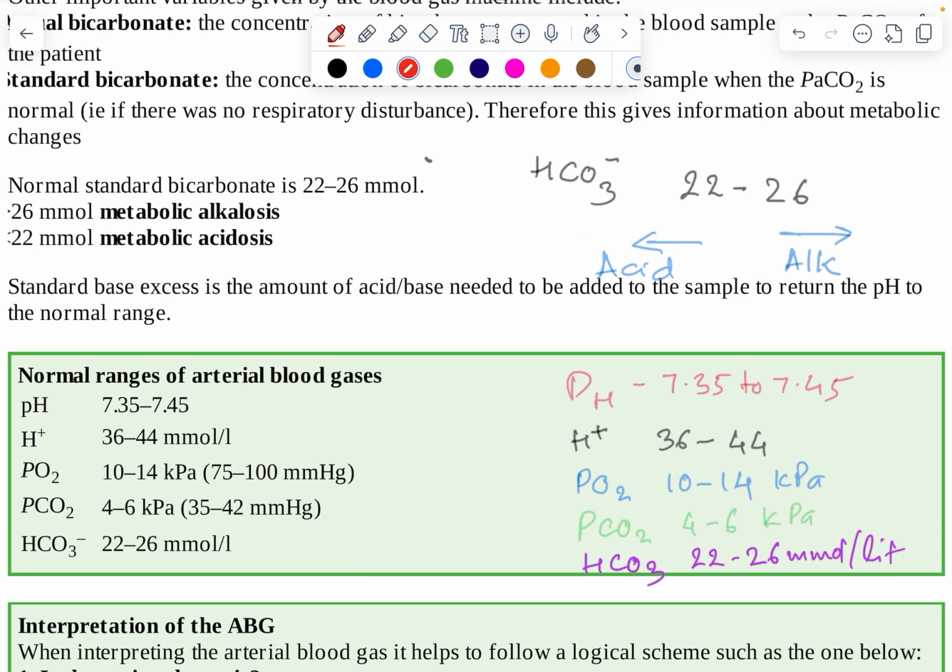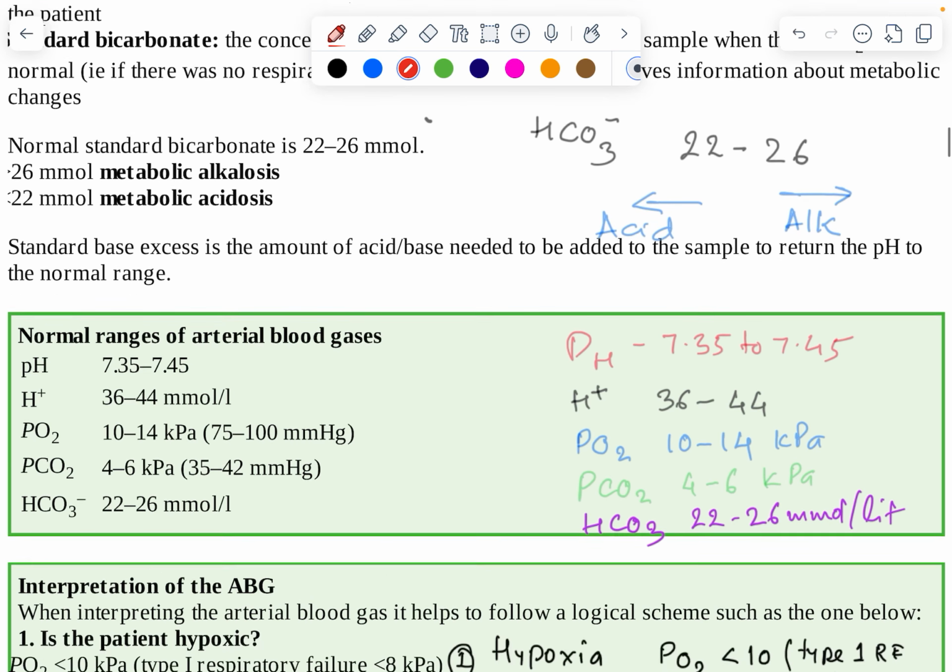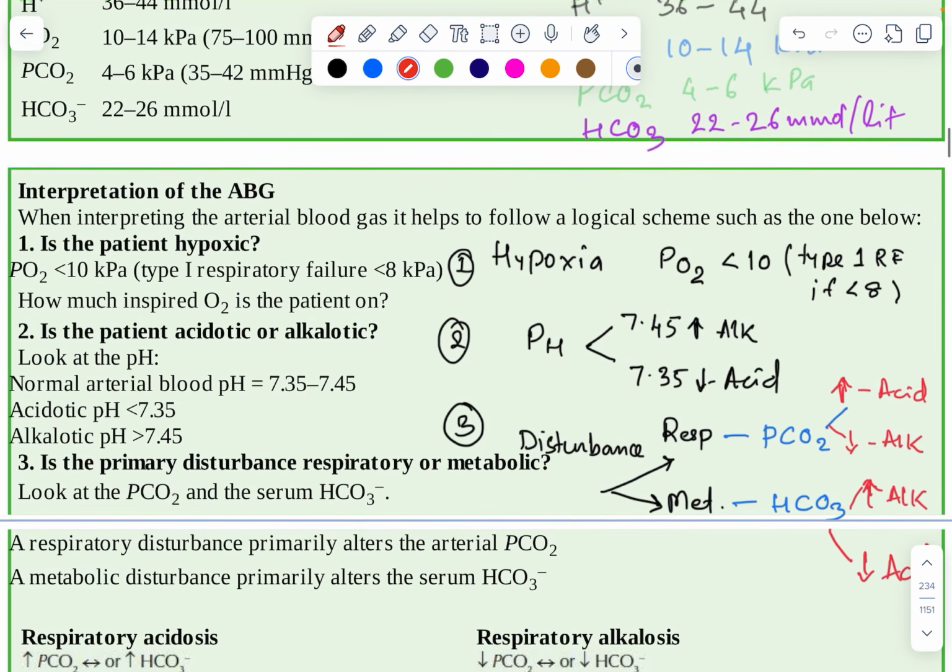Normal arterial blood gas values: pH 7.35 to 7.45, hydrogen ions 35 to 45, partial pressure of oxygen 10 to 14 kPa or about 75 mmHg, carbon dioxide 4 to 6, bicarbonate 22 to 26. Interpretation of ABG: when interpreting arterial blood gas, it helps to follow a logical scheme. Is the patient hypoxic? If PO2 is low, it is respiratory failure. How much inspired oxygen is on?